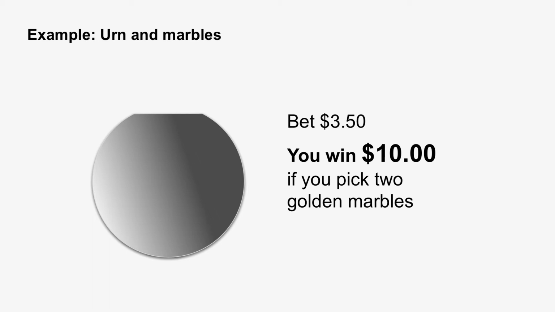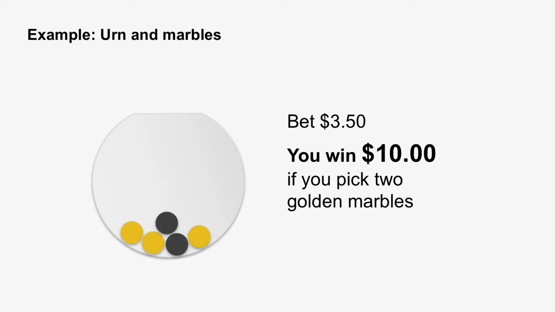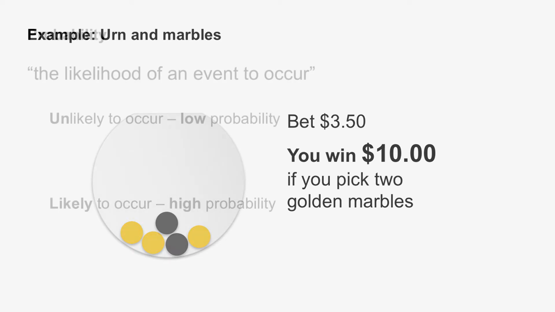Suppose you are invited to play a game of blindly picking marbles from an urn. You bet $3.50 to play and you win $10 if you pick 2 golden marbles in a row. Now, what are the odds of winning? Given this game setup, we will later return to it.